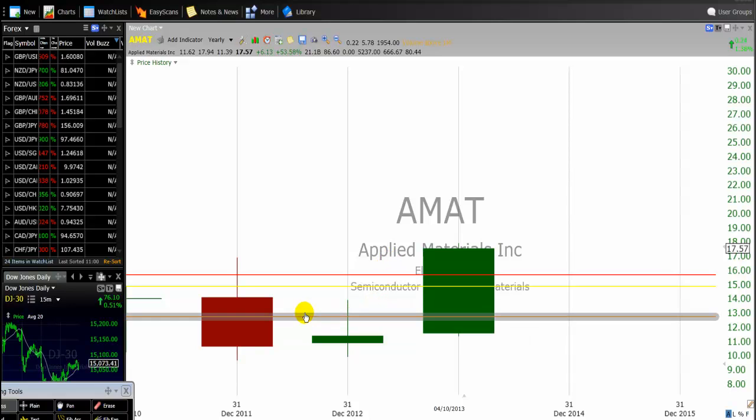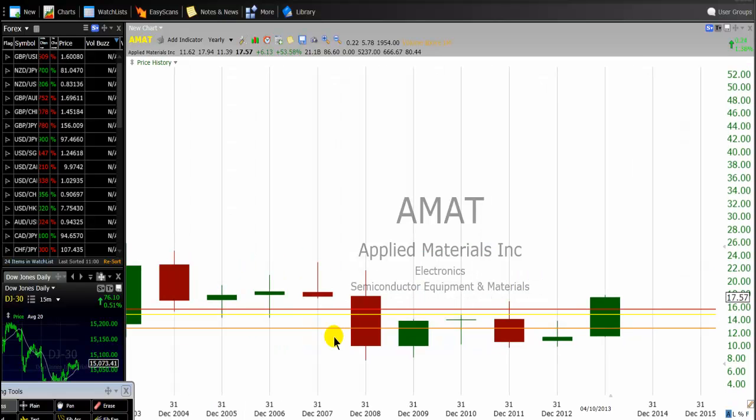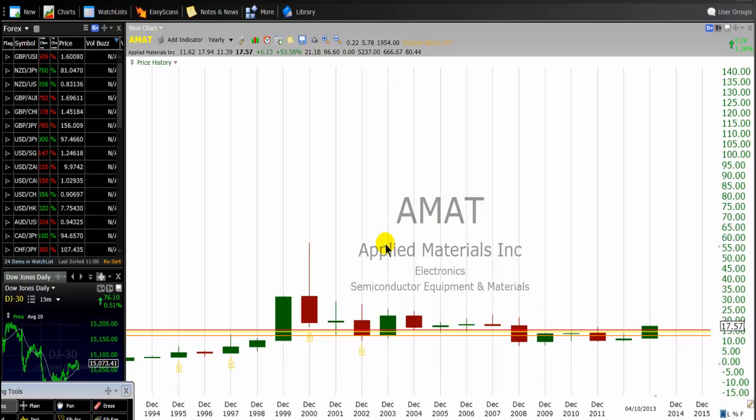The point I want you to remember is not the exact level, but that the difference between these three lines is almost negligible. It's not too big. It's the same zone. For that reason, AMAT becomes very interesting for us. Though it does not have a financial static weight equal to 3, AMAT has a high chance to break out to the upside or to break down to the downside.